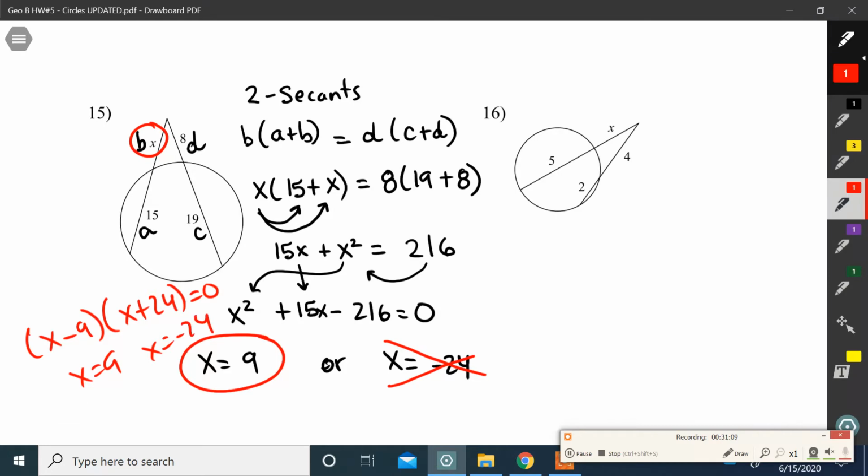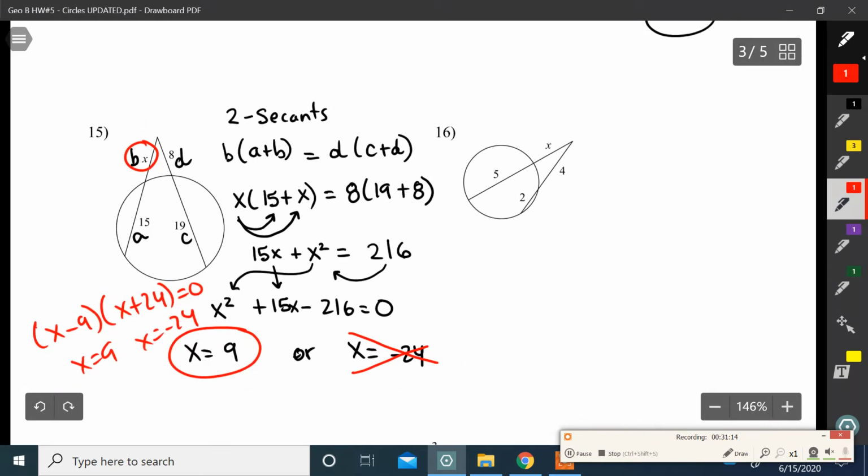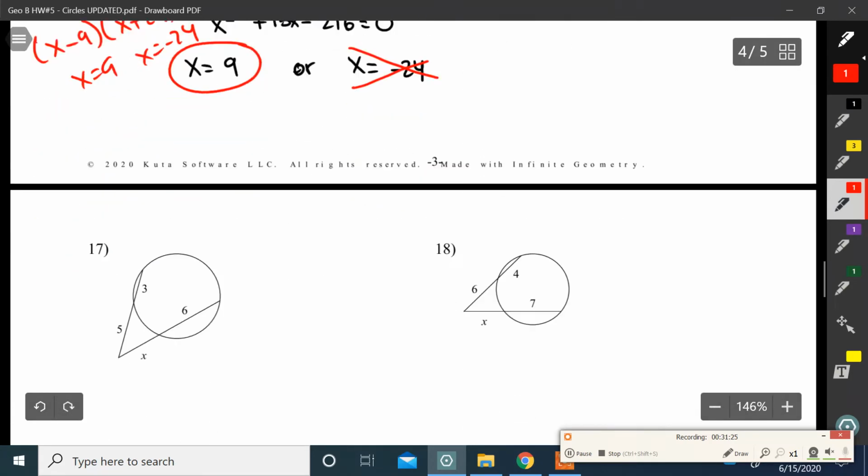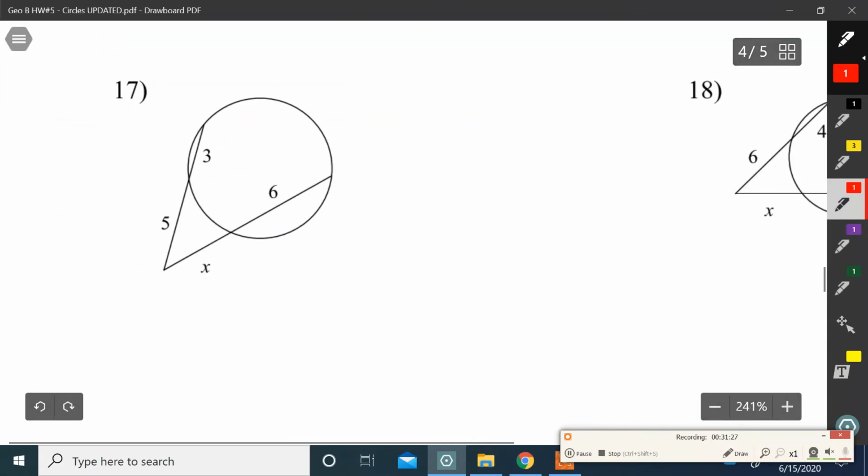Yes, you can do that, but at the same time, I want you to concentrate on the geometry, and this is already hard as it is, and I don't want the algebra to make it more complicated than what it is. Okay, you're going to be using the same thing for number 16. Let's take a look at number 17 here.